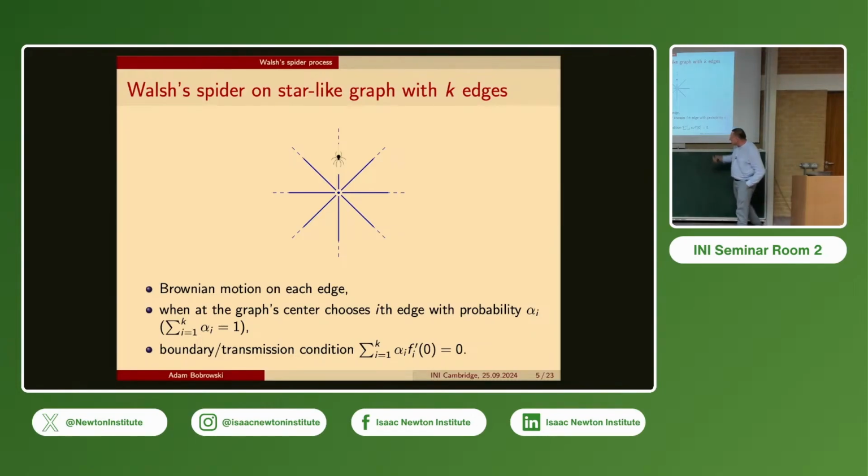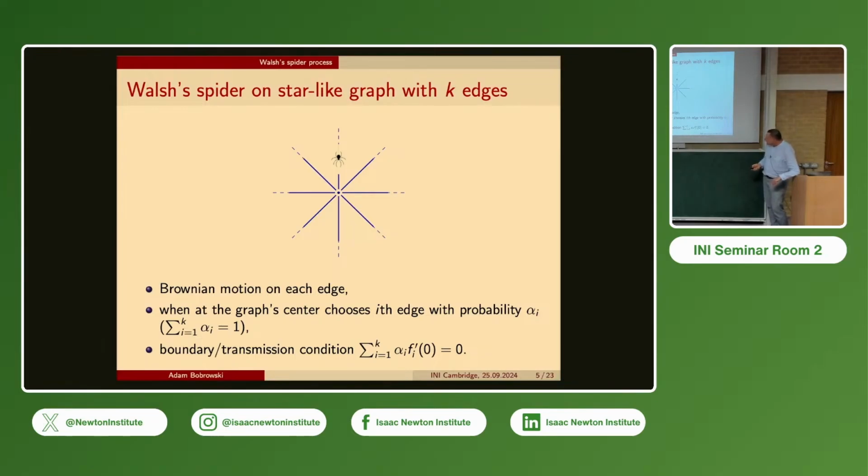These probabilities add up to 1. So this is, of course, a generalization of what was shown before: instead of 2 rays, we have as many as we want. Actually, Walsh's process is on the entire plane. So you can go in any direction, and instead of a sum of probabilities, you have a distribution of those probabilities.